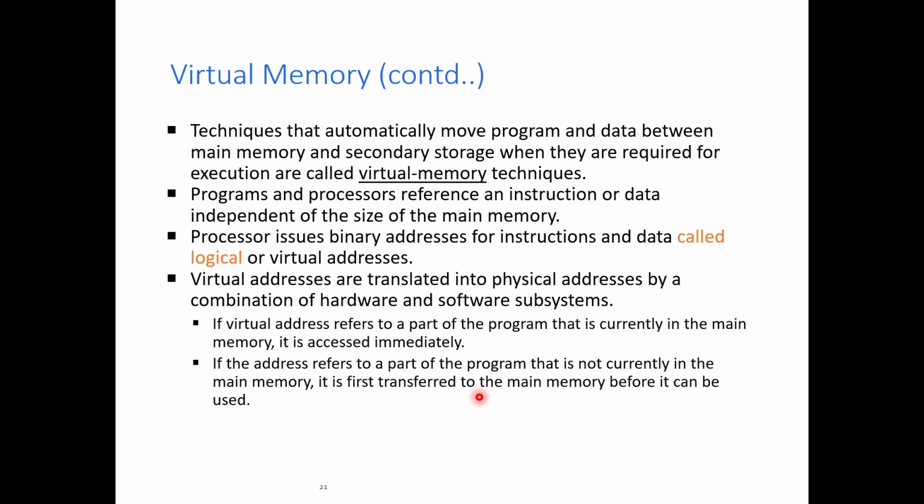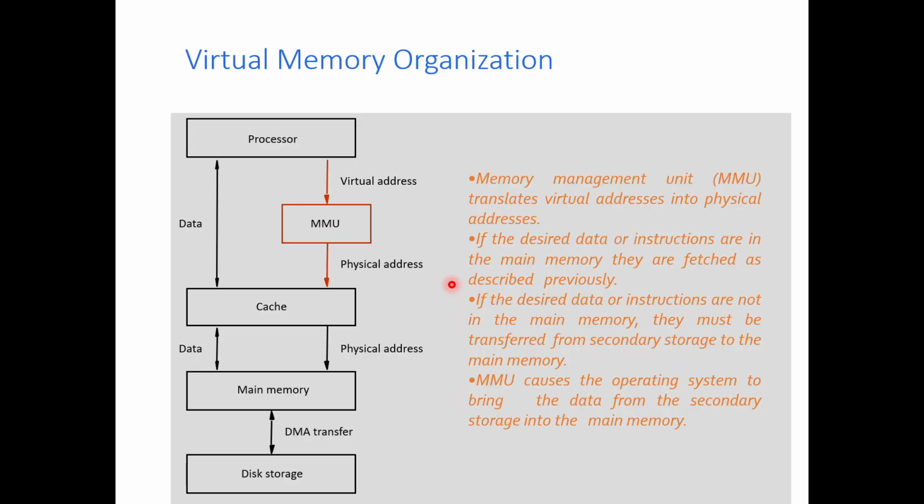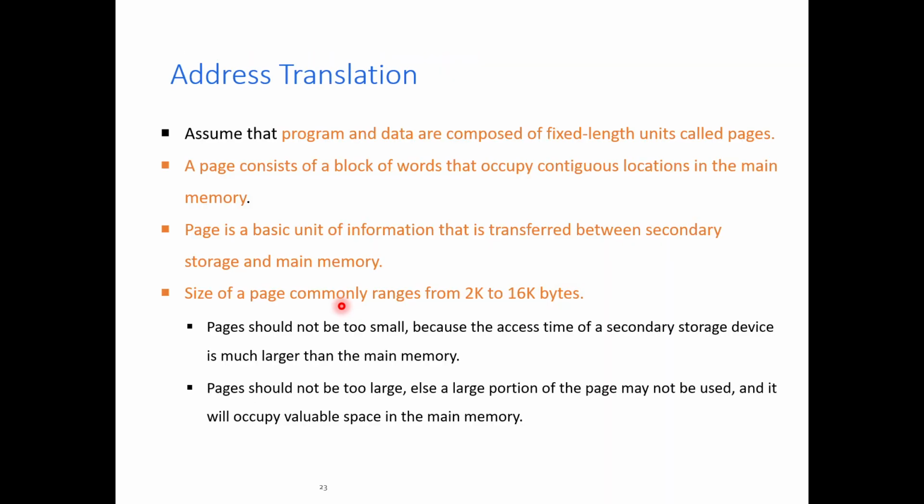Here we have an MMU, the memory management unit, for converting the virtual address into the physical address. The term is called virtual or logical address. The processor issues a binary address; this is called the virtual or logical address. The memory management unit will convert this virtual address into the physical address to get the particular portion of the program. We'll see how to convert this. This is called address translation.